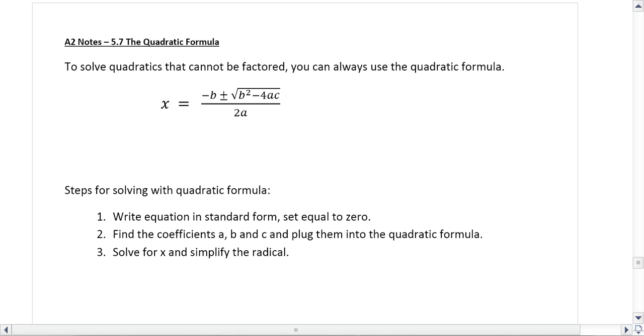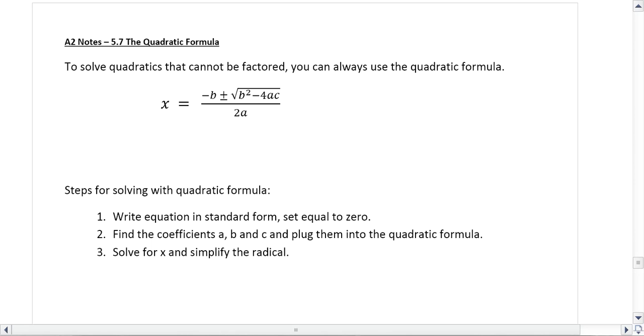This video is for Algebra 2, Chapter 5, Section 7, the quadratic formula. Now, in class, we are going to derive the quadratic formula because you are getting to a point in your mathematics education where you should always ask where a formula came from. You should never just take it because your teacher said so. So we'll be looking at where this formula came from.